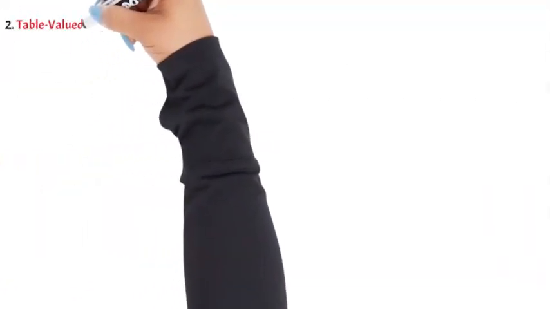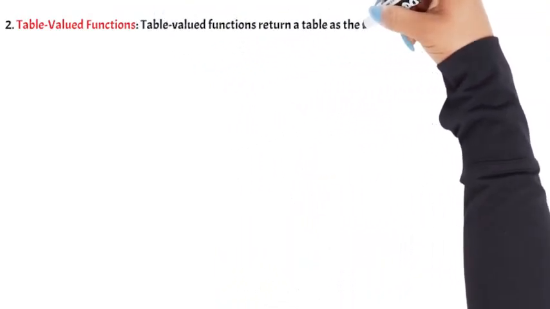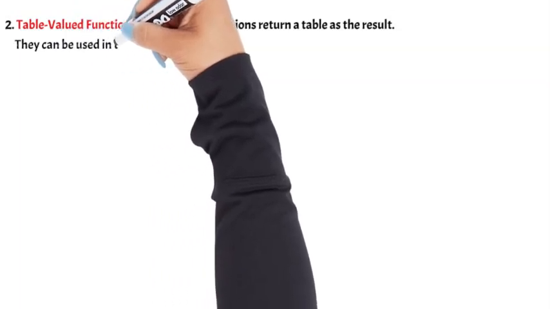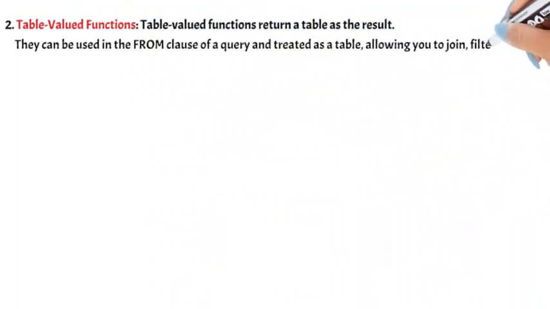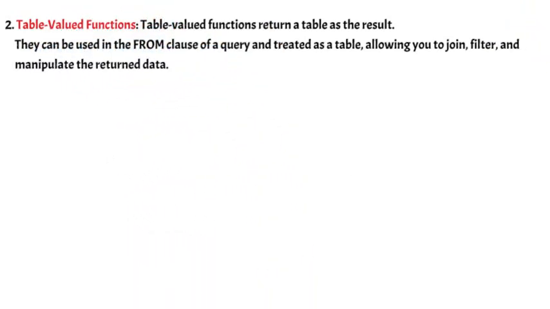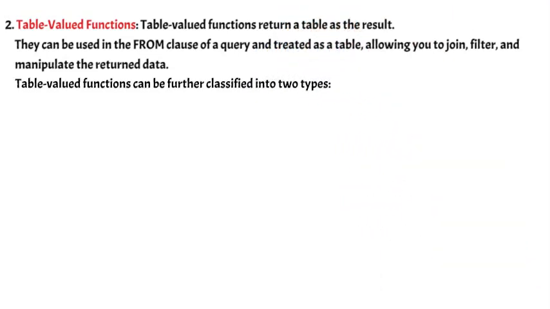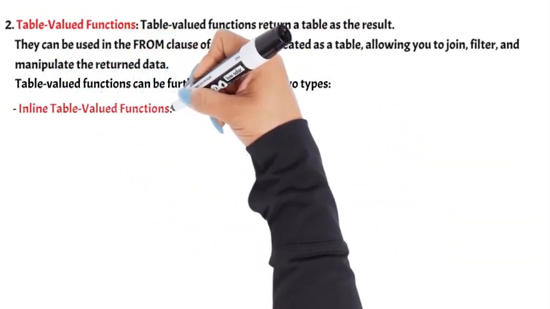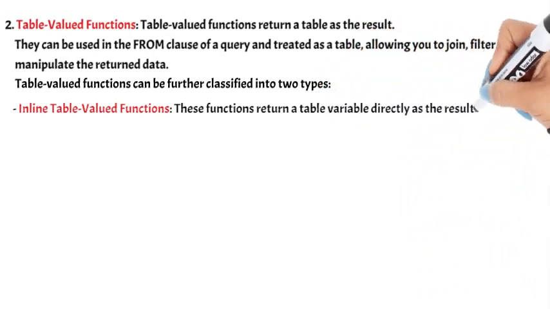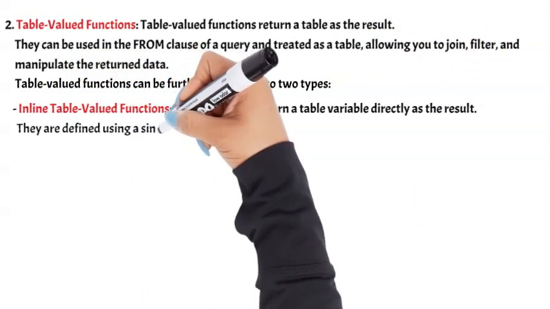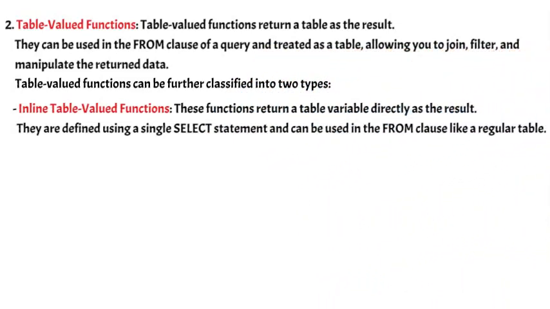2. Table-valued functions. Table-valued functions return a table as the result. They can be used in the from clause of a query and treated as a table, allowing you to join, filter, and manipulate the returned data. Table-valued functions can be further classified into 2 types. Inline table-valued functions. These functions return a table variable directly as the result. They are defined using a single select statement and can be used in the from clause like a regular table.